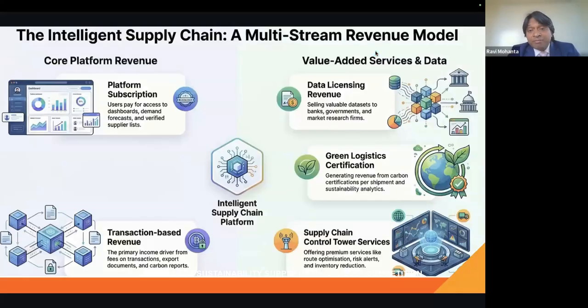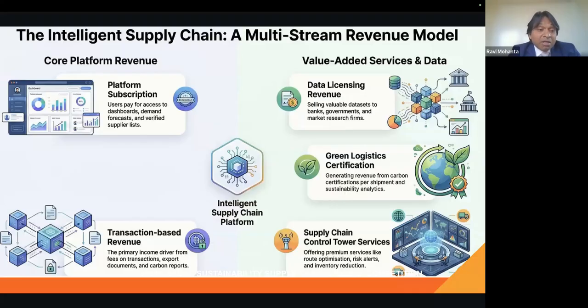The multi-revenue stream model: our revenue model is built around five complementary streams. Platform subscription. Initially, access to the platform will be free for SMEs to drive adoptions. Once value is proven at scale, a subscription model for advanced features will be introduced. Transaction-based: transaction fees, automated export documentation, and carbon reporting tied to each shipment will be done.